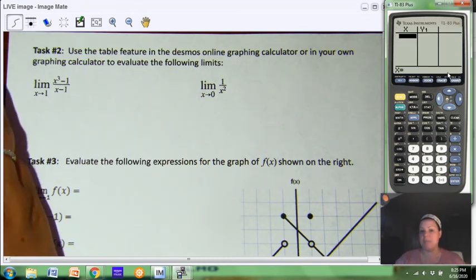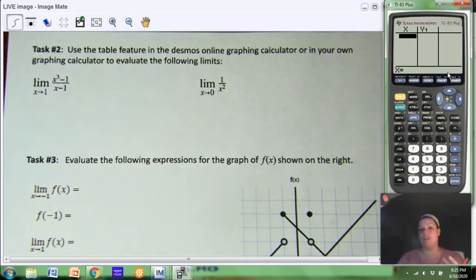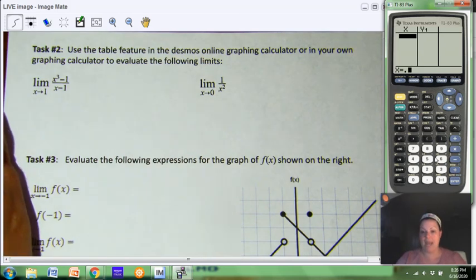So when you go to Ask, we're going to go back to second and table, and you'll see that the table is completely blank. This is because the calculator hasn't been told which x values you want to try yet. So we want to approach 1. We're going to try to type in values that are getting closer and closer to 1. So I will start with a tenth away at 0.9. And then I'll do 0.99 to get 1/100th away. And then we'll do 0.999 to get 1/1000th away.